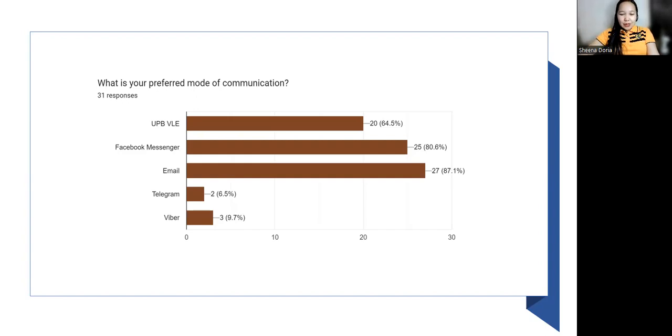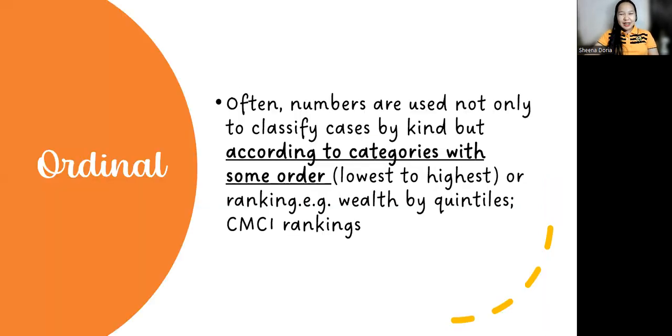Yeah. So the second level of measurement is your ordinal data. As the term itself, ordinal, there is some order. So that is what you should remember. When we deal with ordinal data or ordinal level of measurement, there is some order. So often numbers are used not only to classify cases but according to categories with some order. Okay, or ranking. So the keyword here is order or ranking.